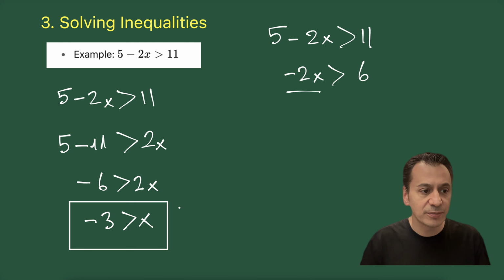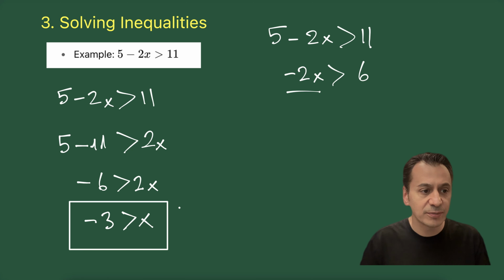Okay, but in this case, our sign is greater than, but it should turn into less than. That's the twist, and you should pay attention to that. If you're multiplying both sides or dividing both sides by a negative number, then this inequality sign will change directions. Okay.